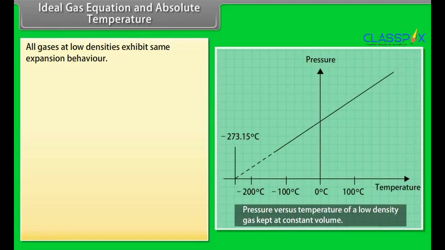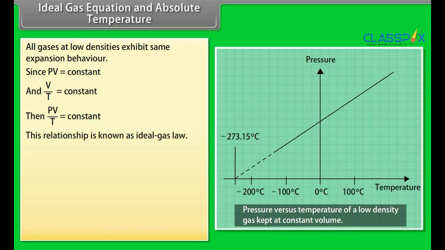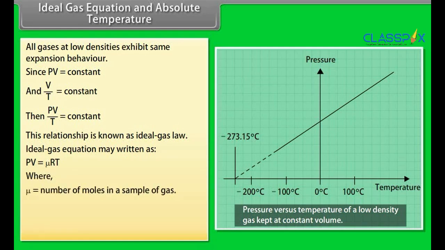Ideal gas equation and absolute temperature. All gases at low densities exhibit the same expansion behavior. Since PV is equal to constant and V/T is equal to constant, then PV/T is also constant. This relationship is known as the ideal gas law. The ideal gas equation may be written as PV = μRT, where μ is the number of moles in a sample of gas and R is the universal gas constant.